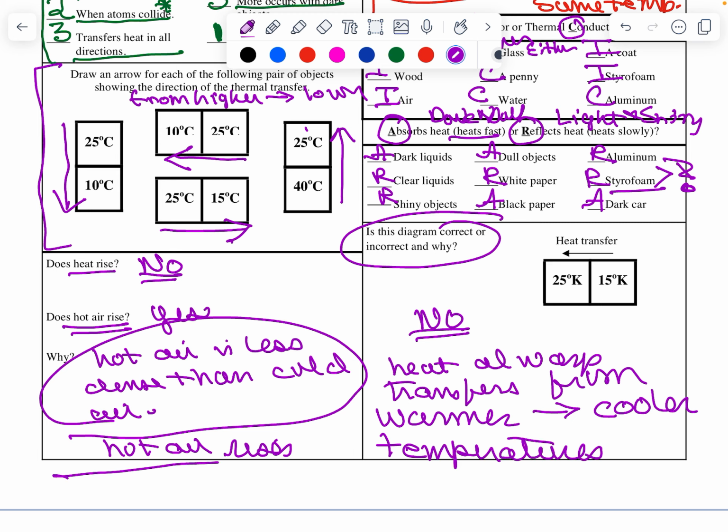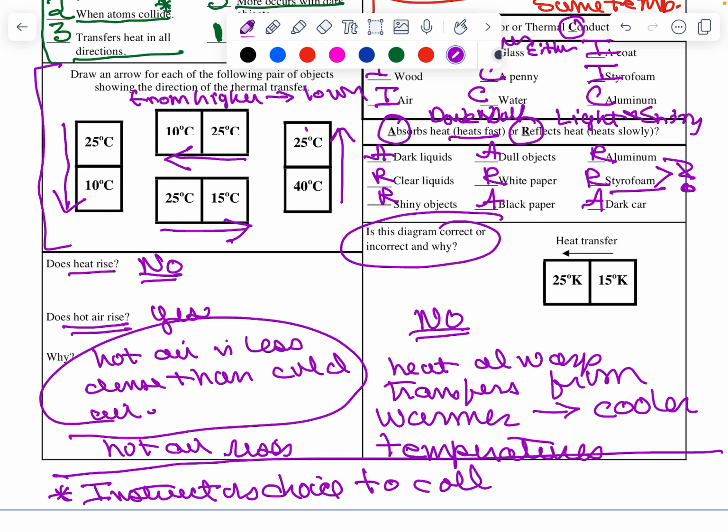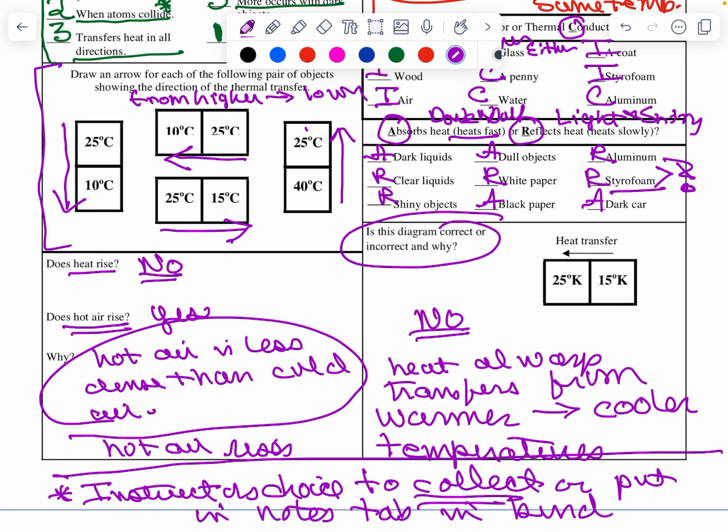Okay, make sure that you've got everything down really well on this. It is the instructor's choice to collect if you're not participating on this, or to put in your notes tab in your binder. So make sure that you're getting your stuff done here. And that should be good on this one.